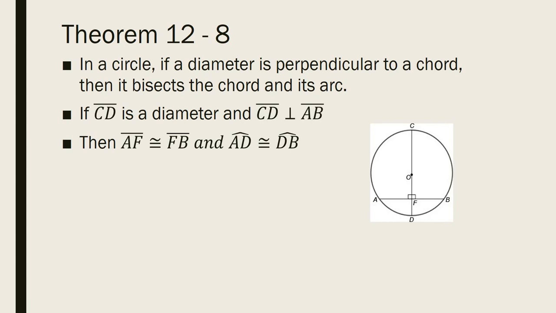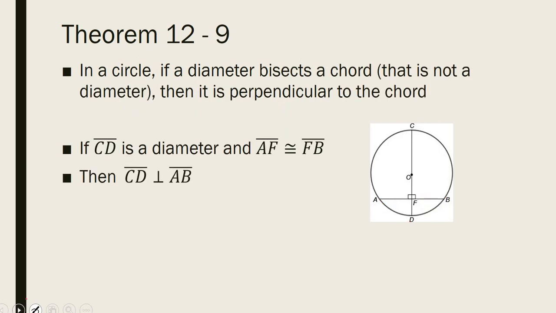Another theorem. In a circle, if a diameter, in this case CD, is perpendicular to a chord, then it bisects the chord and its arc. In other words, AB equals FB, and arc AD equals arc DB. So if CD is a diameter and CD is perpendicular to AB, then it bisects both of those arcs and chords.